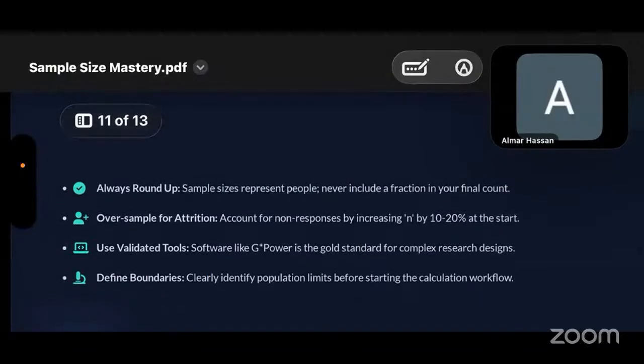And then oversample for attrition. So what does this mean? Usually when you do research, the people will not always continue with you, right? Some people will get bored. Some people will not finish, let's say, a research survey, or they won't continue. So you have to put that in the expectation.